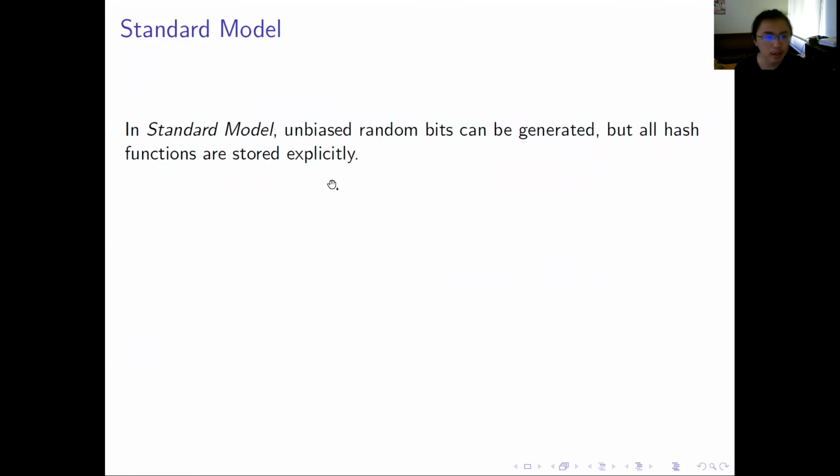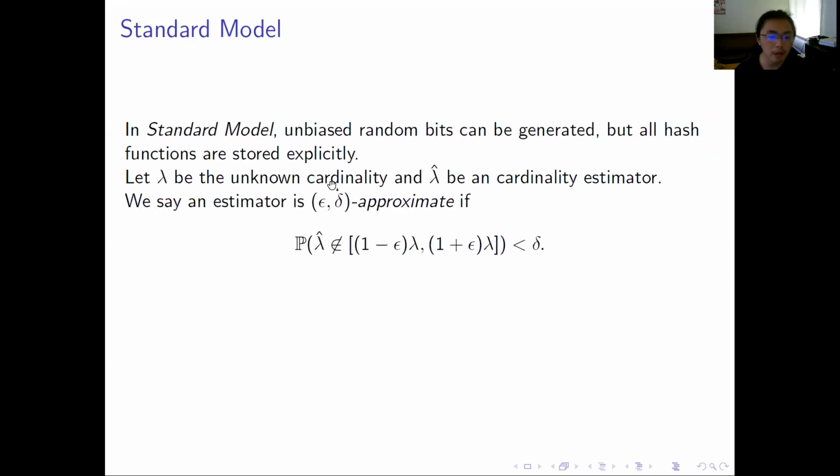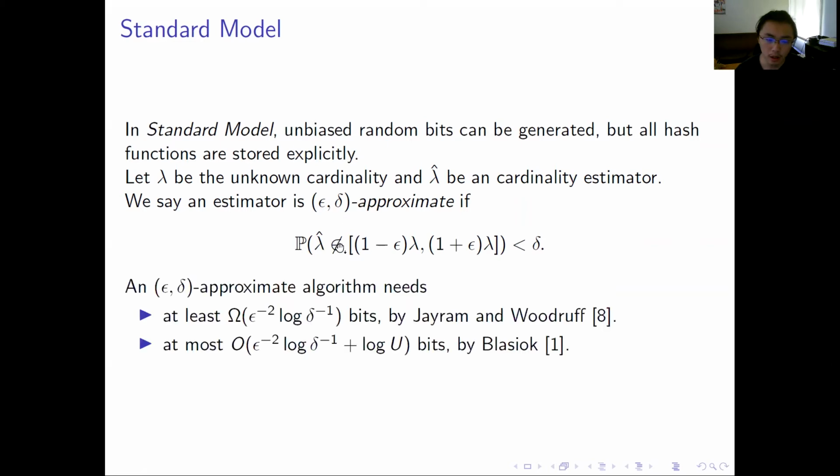For the study of this topic, there are two different models that people assume. The first is what we call the standard model, where you have to store the hash functions explicitly. People there use epsilon-delta approximation to measure the performance of the estimator. If you assume U is a constant, let's say 2 to the 64, then the lower bound and upper bound match in this model asymptotically.